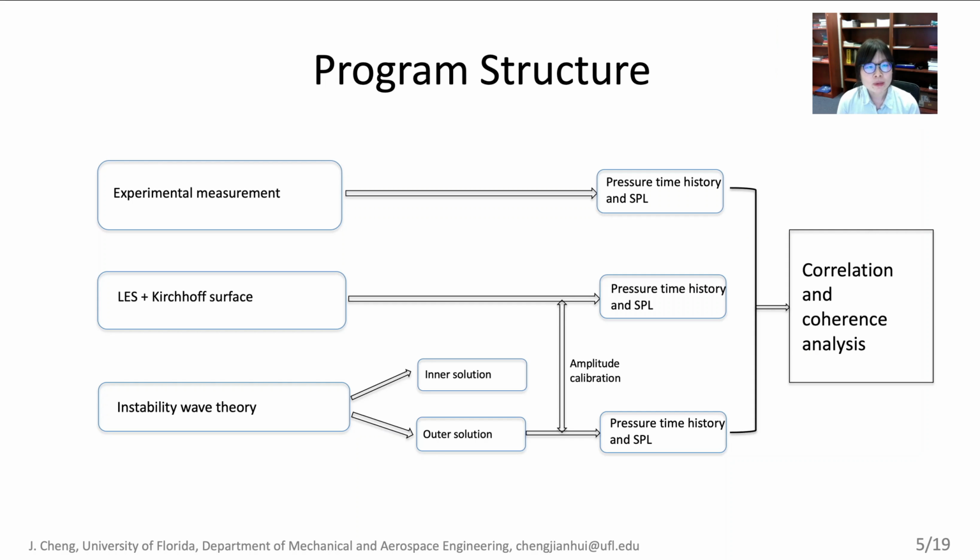This is our program structure, which combines the experimental, numerical method, and theory parts. From our theory, we can have an analytical solution, and the amplitude can be calibrated with the numerical method, and we can find the pressure time history and sound pressure level. At the same time, the pressure time history can be measured by the experiment, and the sound pressure level can be computed. Then we can do the statistical analysis to analyze the noise source and the relation between different locations.